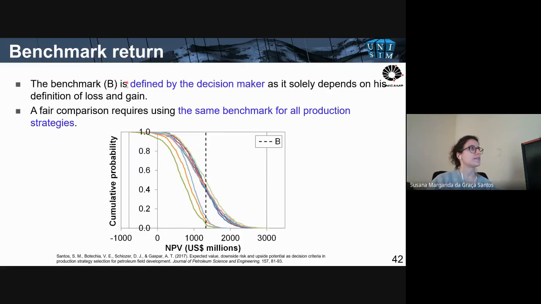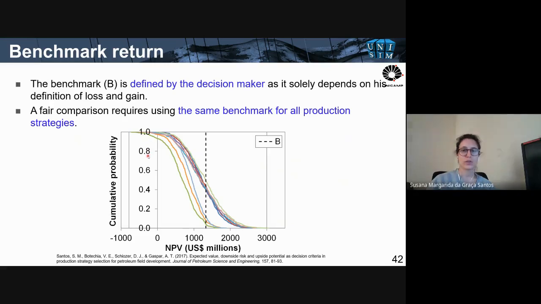So basically, as we said, the benchmark is defined by the decision maker. It only depends on his definition of loss and gain. And when we are comparing a set of production strategies, for example, here we have 9 risk curves, I think. Each risk curve comes from one production strategy. To understand this graph better, all the curves have the same number of dots, I think around 200 in this case. Each one is a model or one scenario.